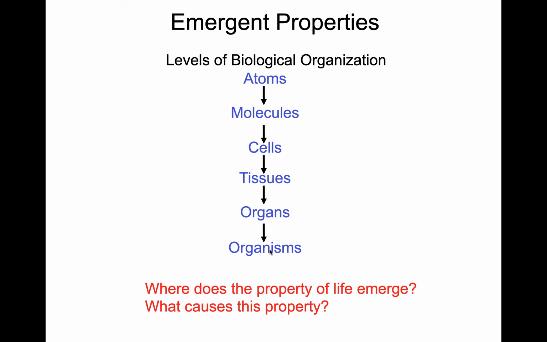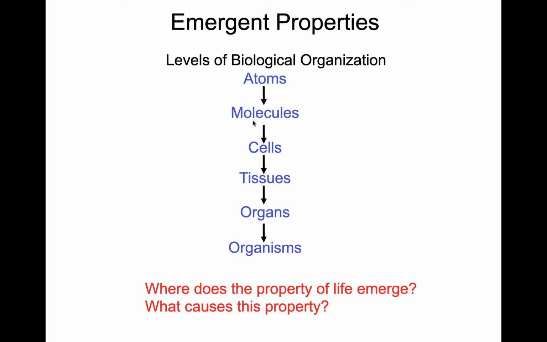And at each step, because of this organization, because you're arranging atoms in specific ways, because you're arranging molecules in specific ways, you get these emergent properties. So the most important emergent property to us studying biology is the emergent property of life. And so the question is, where does the property of life emerge? And the answer is right here.